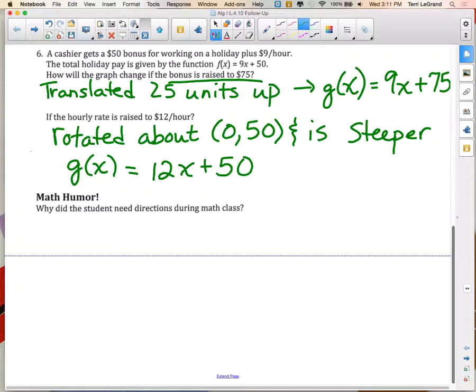Why did the student need directions during math class? I just put they got lost during transformations. You're kind of close. What specific transformation could we say? They got lost in translation. Couldn't understand the direction. They got lost in translation. Okay, we're done.